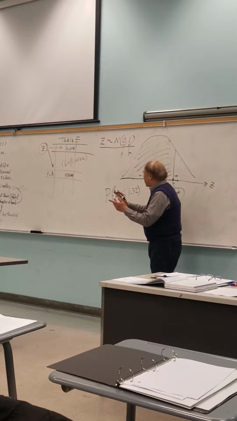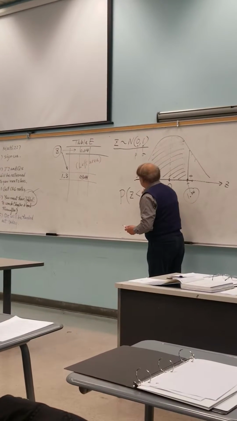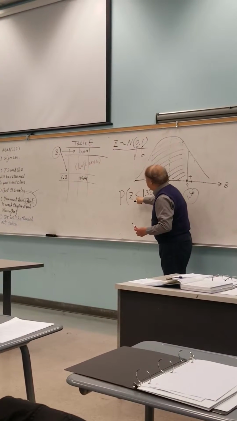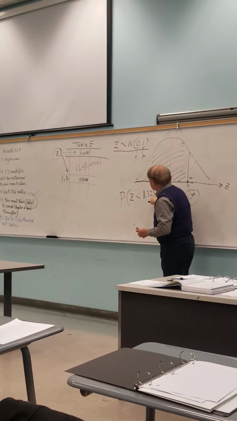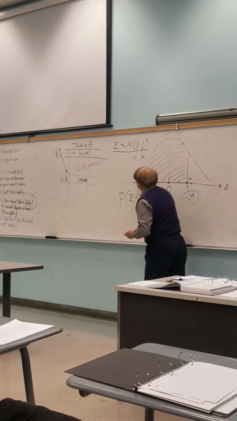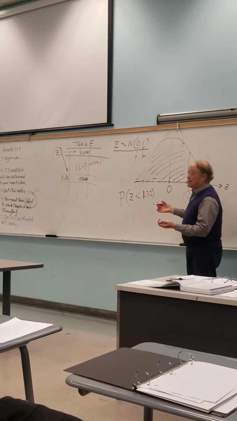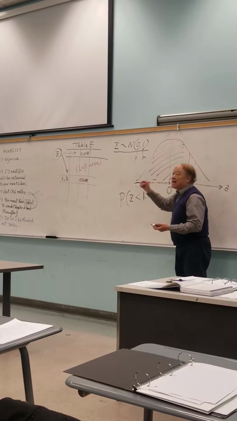Okay, look at what. Do not copy. The most important thing is to understand. If you say z takes a value smaller than 1.32, where are the possible values? They are here, right? They are on the left-hand side, right?